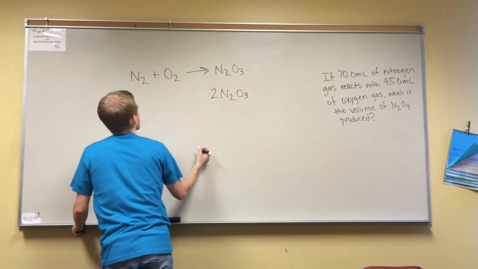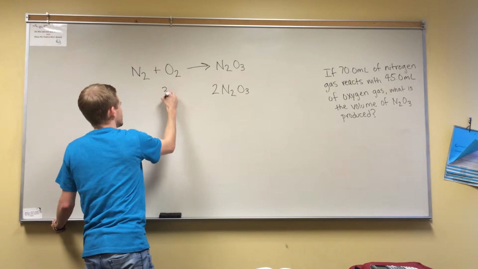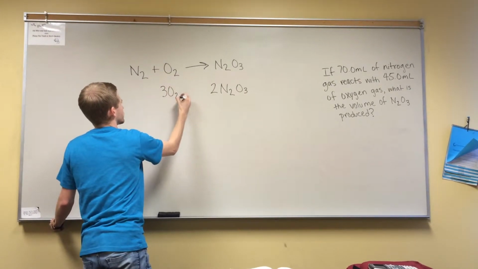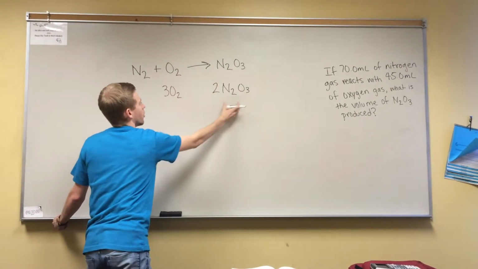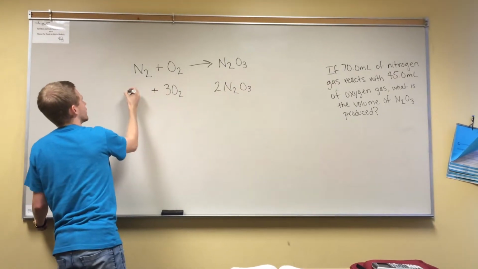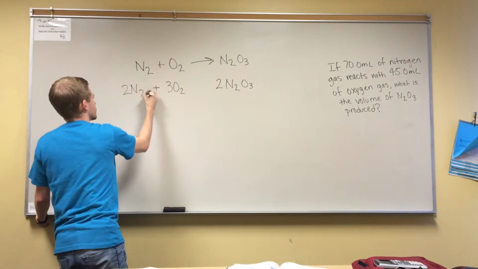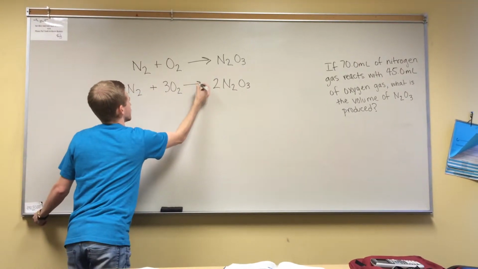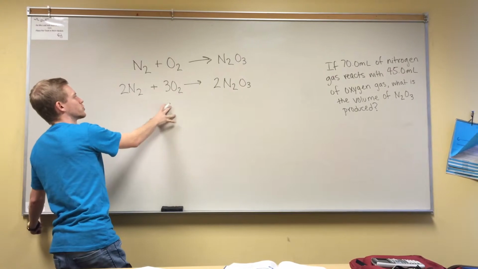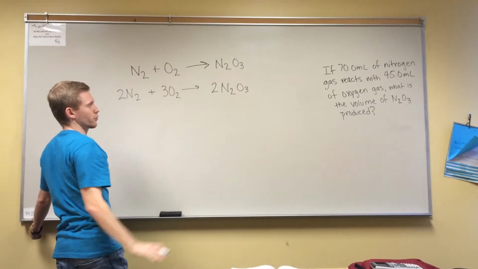So make it 2N2O3. But that means that we're going to have to put a coefficient of 3 by the O2 to balance that out. So now there's 6 O and there's 6 O here, and then we're going to add a coefficient of 2 to N2. So this is our balanced equation: 2N2 plus 3O2 yields 2N2O3.